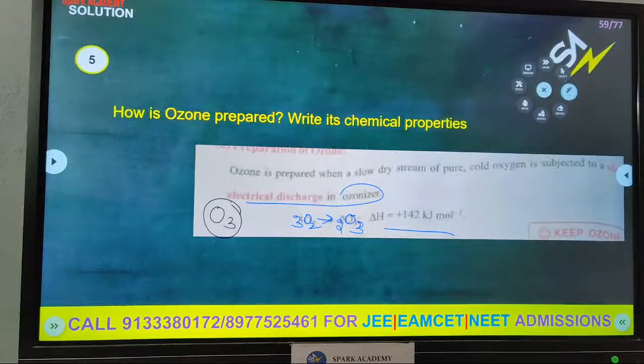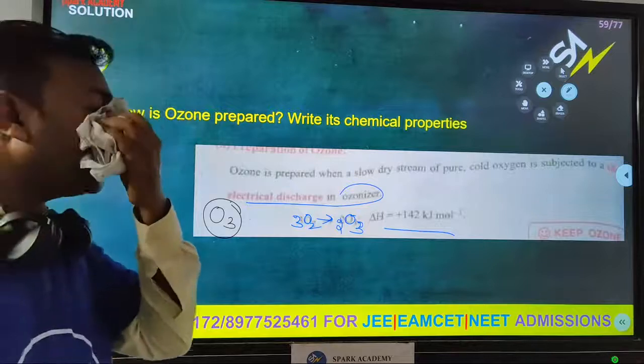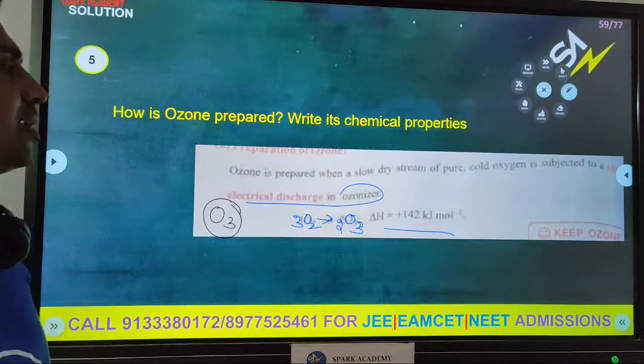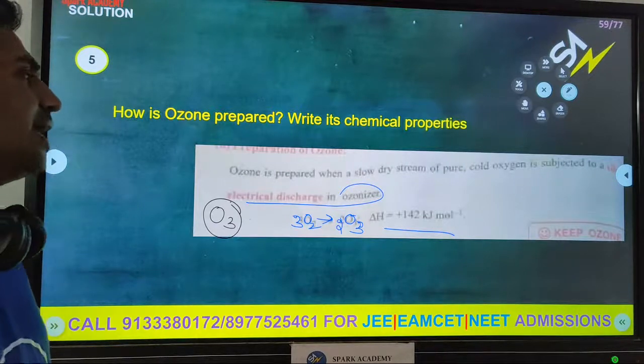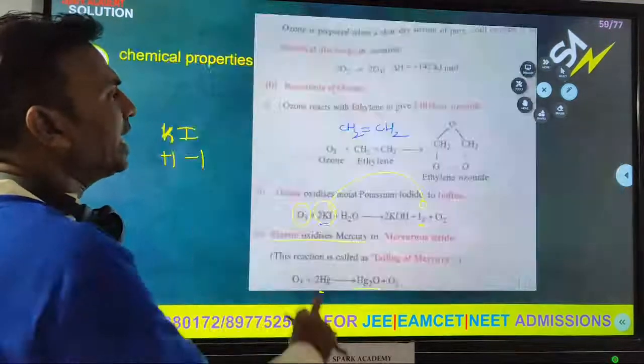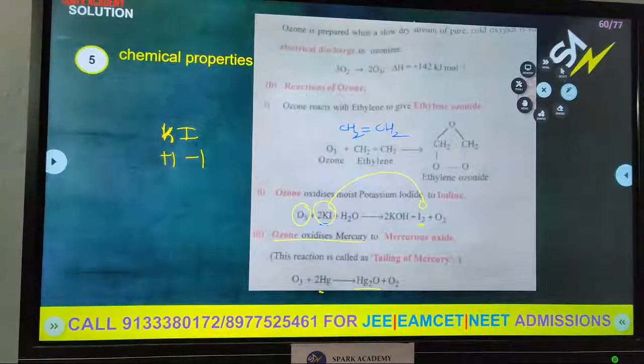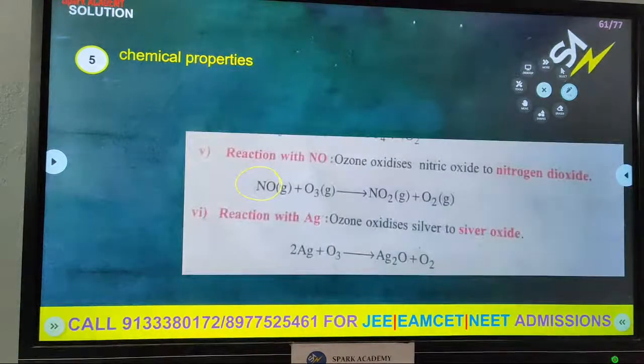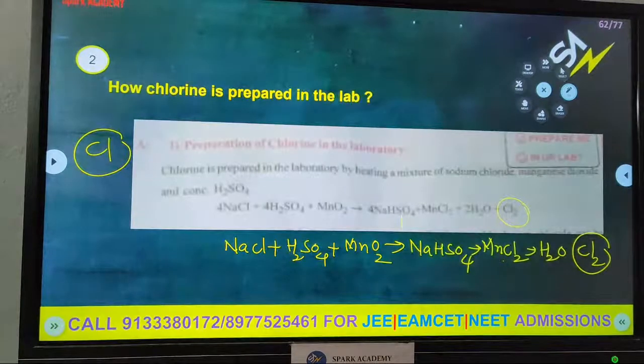How is ozone prepared? Next question: how is ozone prepared? Write its chemical properties. Here we first write ozone preparation by electrical discharge in a Siemens ozonizer tube. Next, properties. First property is ethylene ozonide preparation, I2 preparation, mercury oxide preparation. Next, NO2 preparation and Ag2O with ozone. These are the chemical properties of ozone.